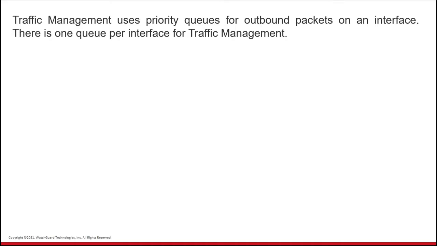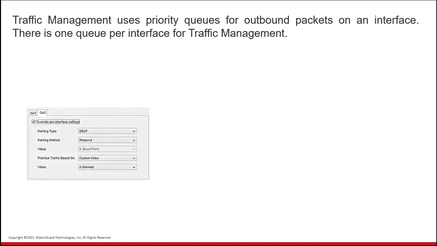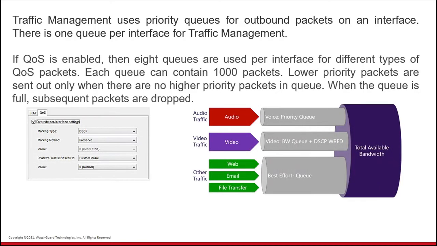Now, when it comes to traffic management, it uses priority queues for the outbound packets on the interface. There is only one queue per interface for traffic management, so this is something that you need to keep in mind. Sometimes people ask, why should I use traffic management and why should I use quality of service? Quality of service will provide you with more queues, right? With the marking in there, you're going to have 8 queues used per interface for different types of quality of service packets, and each queue can contain 1,000 packets.